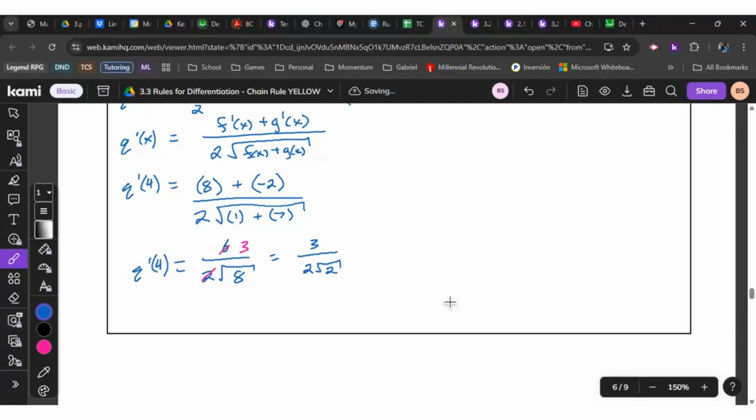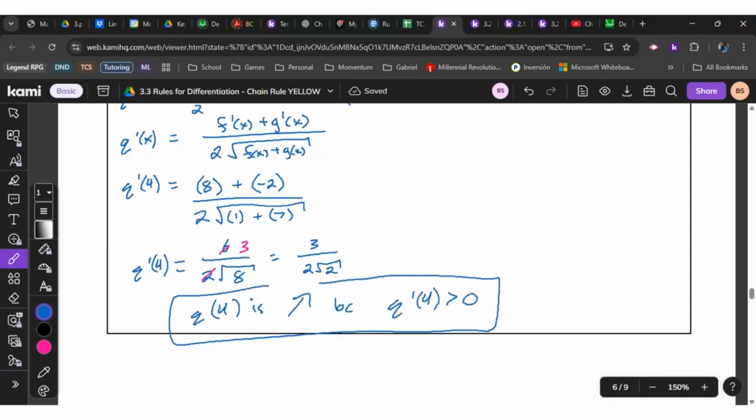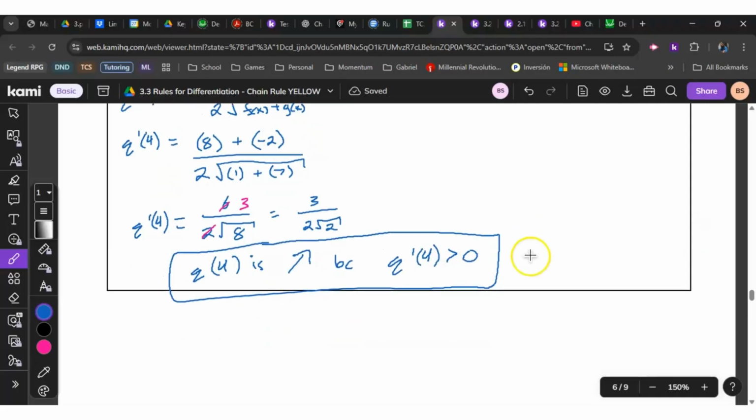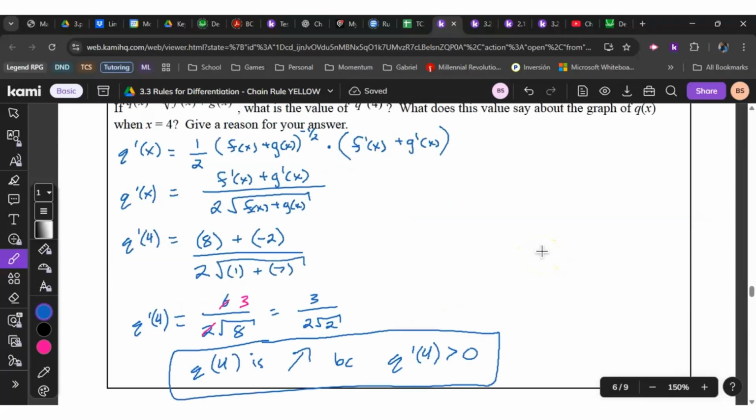All right, so this is positive. Therefore, q of 4 is increasing because q prime of 4 is greater than 0. It is positive. Amazing, right? We finished. We did it, guys. Next block, you get to just work because it's before Halloween.